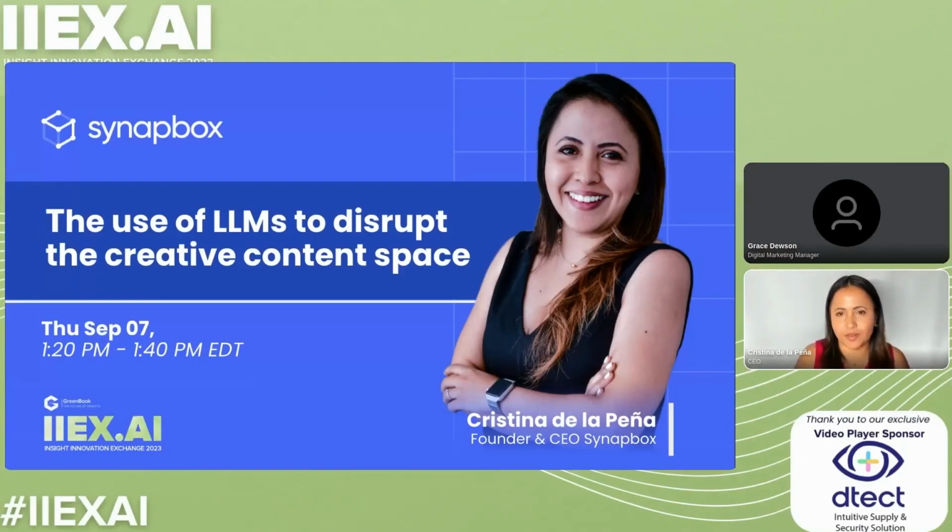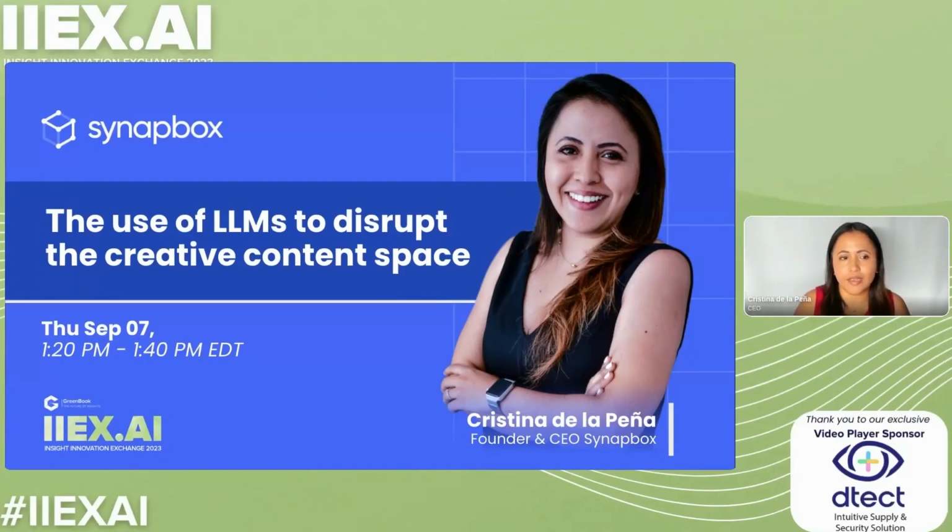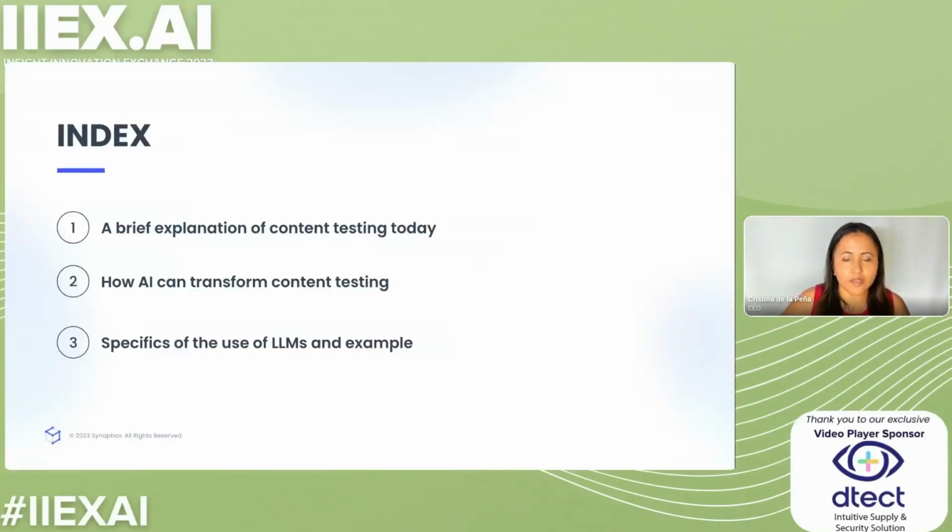And yes, we're going to be talking about LLMs and AI within the creative content space. So we have 15 to 20 minutes, so I'm going to try to go a little bit fast to leave a little space for questions. But we're going to cover three main things in this talk. One, we're going to discuss creative content testing.